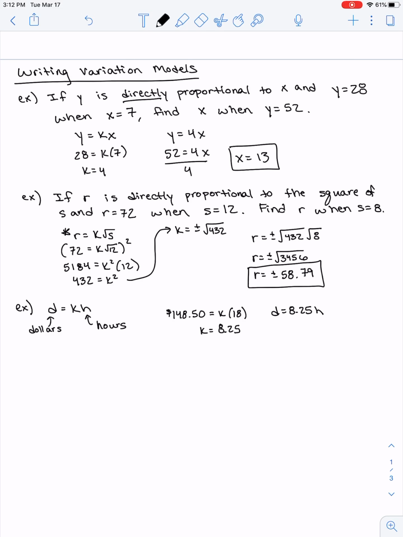So then if I asked you how many hours she worked if on her next paycheck she earned $90.75, you would say, okay, 90.75 is equal to 8.25 times h. If we divide both sides by 8.25, you would find that she ended up working 90.75 divided by 8.25. She worked 11 hours to earn that much.